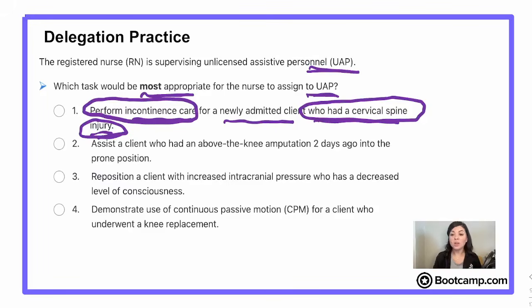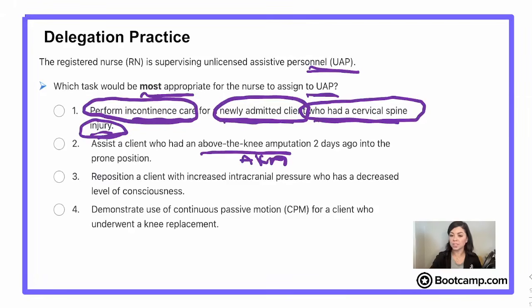Also, I saw a couple people said in the chat that the newly admitted client isn't a good one to delegate on, and I agree with you. Anytime you see newly admitted or just arrived on a question, that is a big red flag that the registered nurse needs to be the one who goes and assesses that client and makes sure they're okay before delegating any tasks on them, because we haven't even seen them. We don't know if they're stable. So good job, guys.